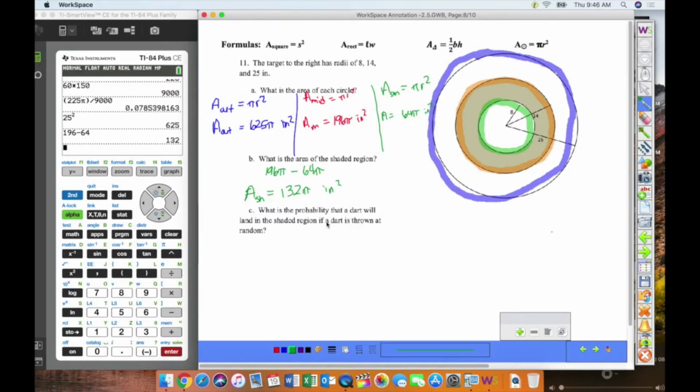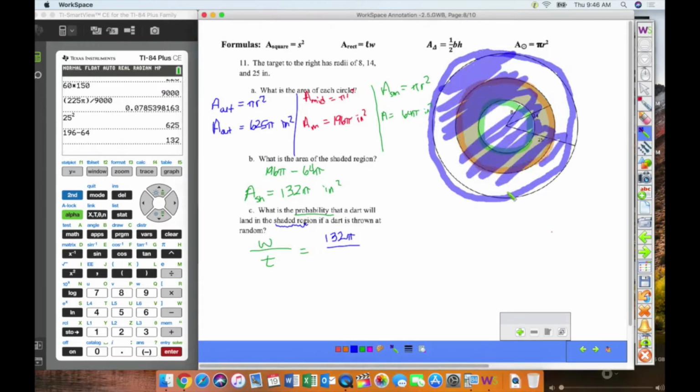Well, they say, what is the probability that the dart will land in the shaded region if the dart is thrown at random? So they're back to probability again. And remember, probability is what we want to have happen divided by the total in that situation. So they want it to land in the shaded region, which we know the area of the shaded region is 132 pi. The total of that guy is going to be the entire blue circle, because that blue target right here, if you turn that around, this is how big it is. It's the entire thing right there.